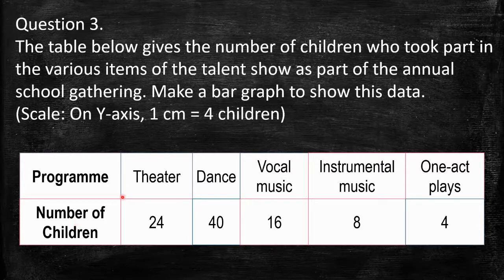So in theatre there are 24 students taking part. For dance there are 40 students. For vocal music there are 16 students. For instrumental music there are 8 students, and for one act play there are 4 students who took part. So here you can see the scale is already given in the question: on the y-axis 1 centimeter is equal to 4 children. So this scale we have to use. So let's draw a bar graph.